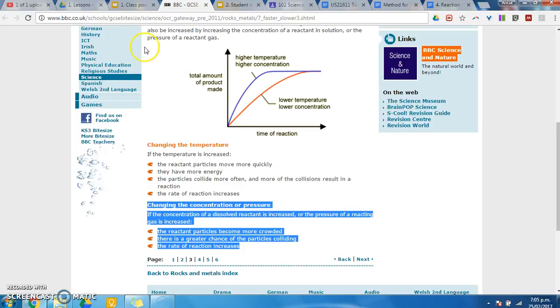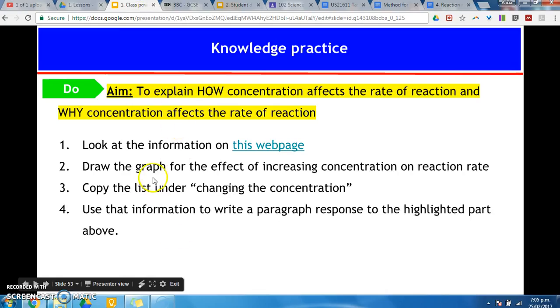Once you've done that, then go back to the PowerPoint here, and we've done these 3 steps now. We're going to do this final step. So using the information to write a paragraph response to this part here. So you need to write a paragraph that says how the concentration affects the rate of reaction and why the concentration affects the rate of reaction.